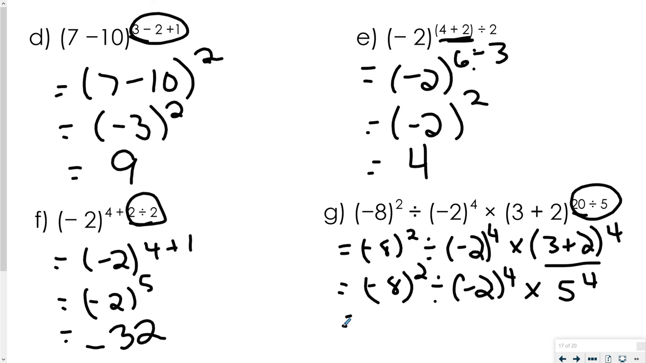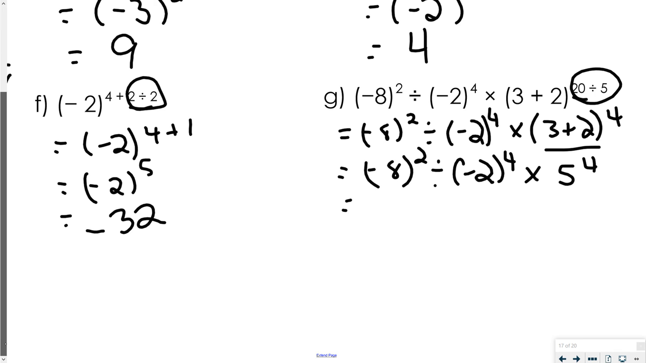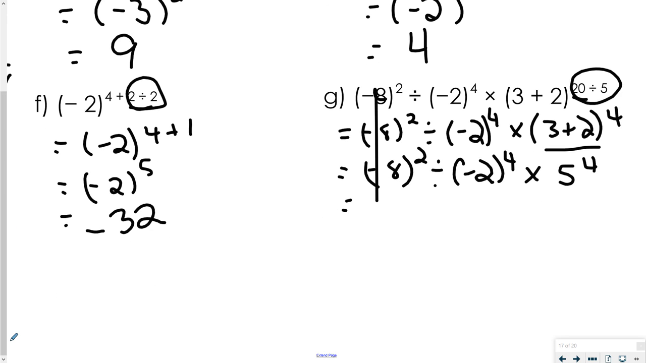Then order of operations says I simplify exponents next. -8 squared. -8 times -8. 2 negatives give me a positive, which gives me 64 divided by -2 to the 4th power. Even power, so that means the answer is going to be positive. 4 times 4 is 16.